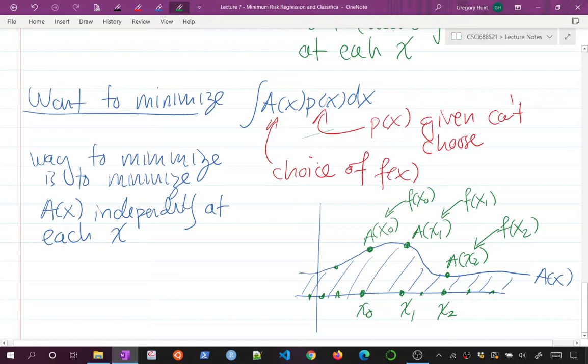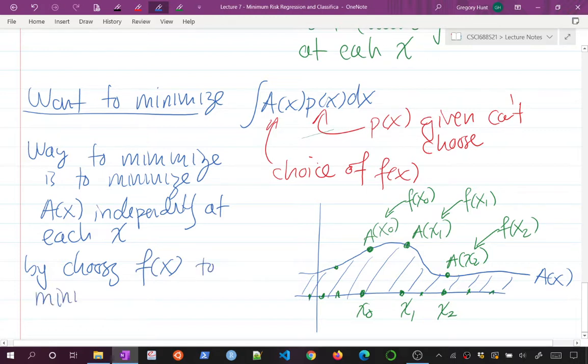And so the way to minimize is to minimize a of x independently at each x by choosing f at each of these x to minimize a of x, right?